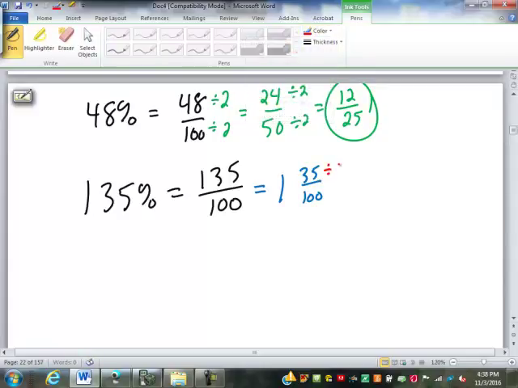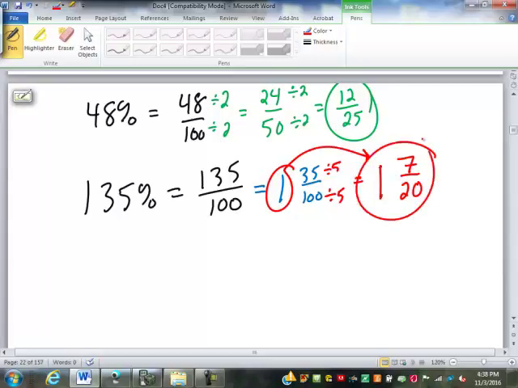Now, of course, I can reduce this. Both 35 and 100 can divide by 5. 35 divided by 5 is 7. 100 divided by 5, 20. Am I done? Sort of. What do I still have to remember? 1. Don't forget to put the whole number back with it.